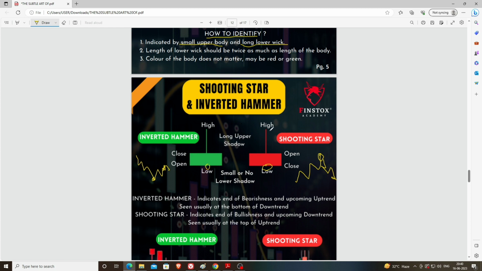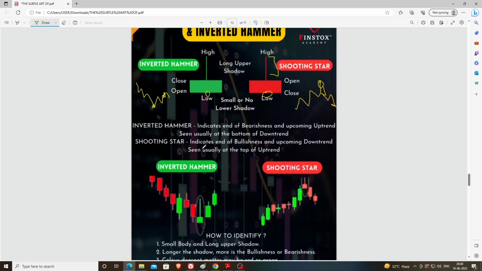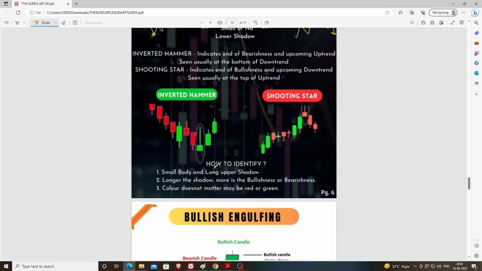A long upper shadow means the sellers are strong in both candles, but one will be formed in the downtrend and the other in the uptrend. Inverted hammer indicates end of bearishness and upcoming uptrend, seen usually at the bottom of a downtrend. And shooting star indicates end of bullishness and upcoming downtrend. I told you it will be formed in the uptrend, and then a sharp market fall. It is seen usually at the top of an uptrend.